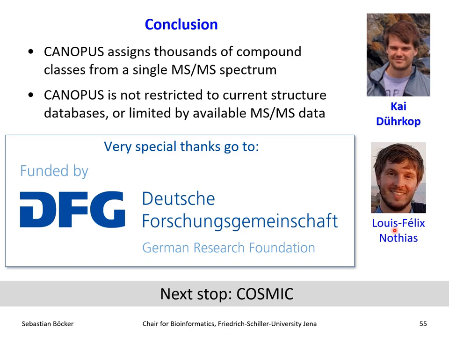And I already said what CANOPUS can do for you. Give it an MS/MS, it will give you all the compound classes, thousands of compound classes that this compound could belong to. Obviously, only 2, 3, 5, 7 of these compound classes it will actually belong to, but it checks for all the thousands of them. And it's not restricted by spectral libraries. It's not restricted by current structure databases. It just goes beyond.